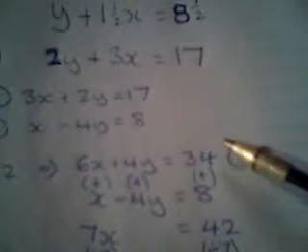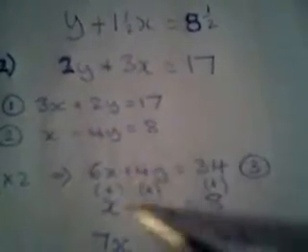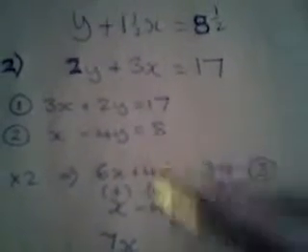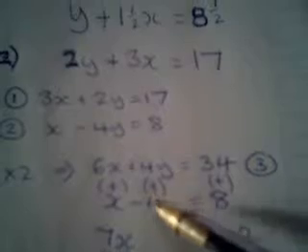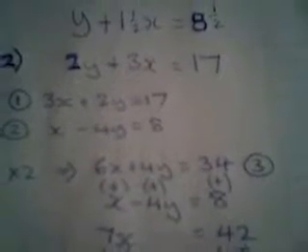I'm now going to do equation 3 add equation 2, x minus 4y equals 8. I'm adding because I've got plus here and minus here, that will cancel the y's. 6x plus x is 7x, 4y plus minus 4y is gone, 34 plus 8 is 42. Divide both sides by 7, leaves you with x equals 6. Nice one.